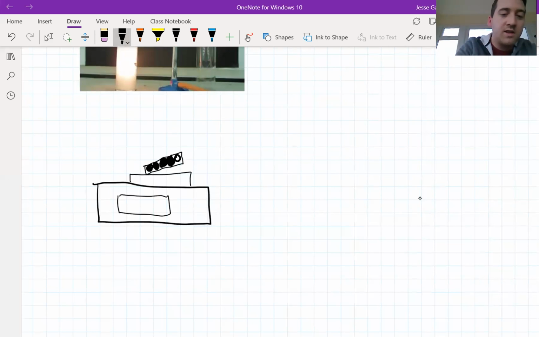But actually, we're just going to say it's 5 atoms. There's 5 atoms of magnesium. Now, in reality, that piece is millions and millions of atoms. I'm just trying to keep it simple. And when we put it on a mass balance, we get a mass of 5 grams.